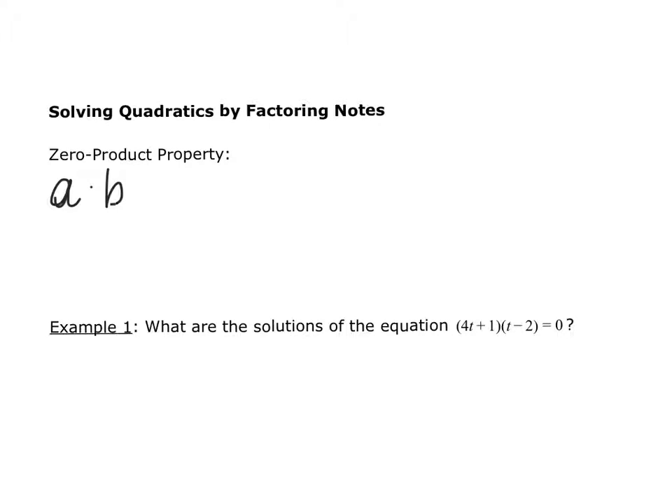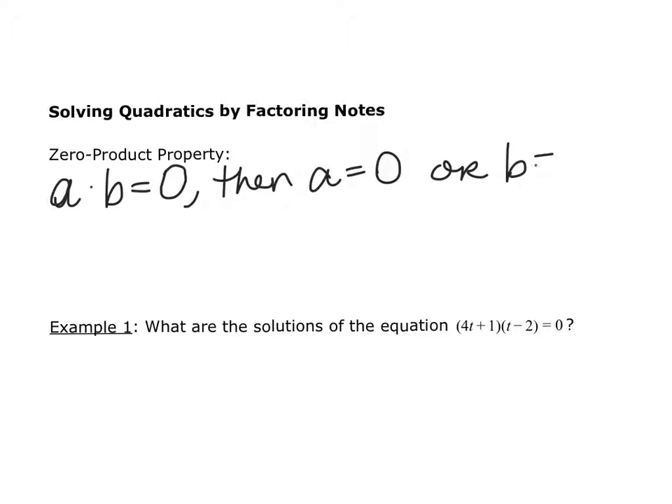A times B equals 0, so my product is 0, right? Then I know that either A is 0 or B is 0, because when you multiply and get 0, one of your multiples has to be 0, right?